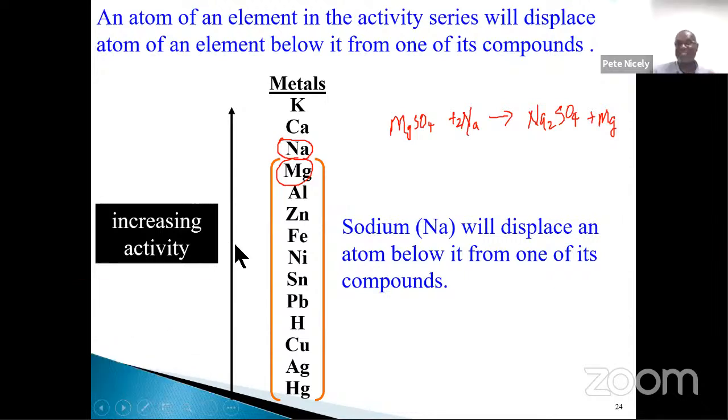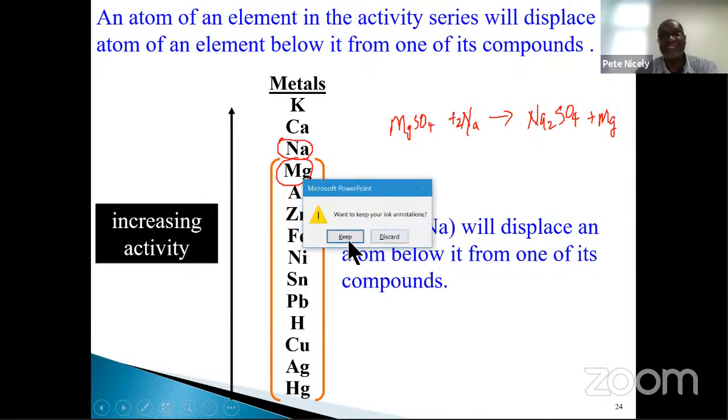You can make predictions as to whether or not a particular single displacement reaction will take place based on the positions of the metals in the activity series. As I said before, hydrogen is not a metal, but it's placed here because we can also make predictions with respect to the reactions of metals with acids based on the activity series. Okay, let me just say also before I leave this page that this activity series here is not the most comprehensive. And I think I may have a more comprehensive list.